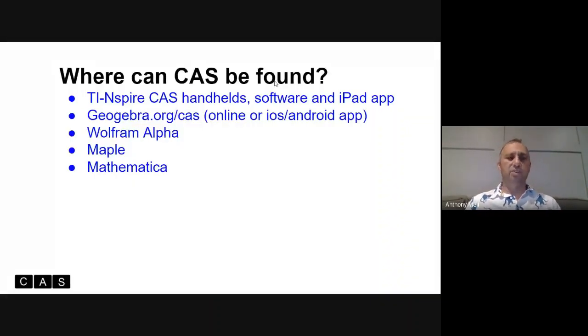If you have access to Texas Instruments TI-Nspire CAS handhelds, they have computer algebra systems built in. There are handhelds like graphing calculators, as well as software or even an app for the iPad. If you have any device that has access to the internet and has a browser, then you can point to geogebra.org, and there's certainly some well-used graphing software there. But more recently, GeoGebra has made a computer algebra system available.